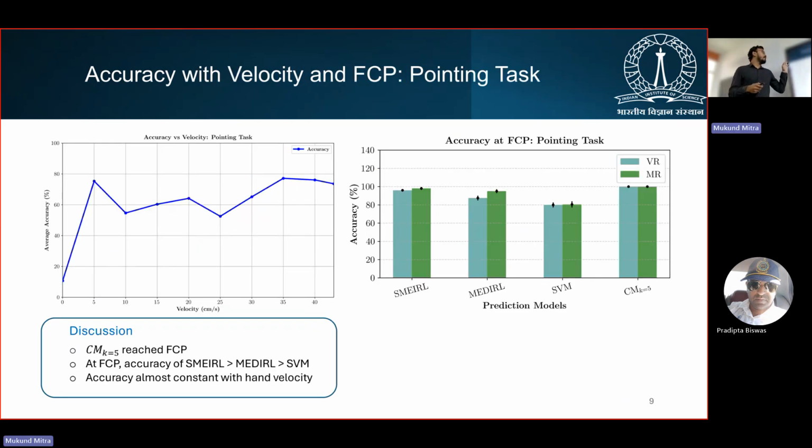So here's the plot of the variation of accuracy versus average velocity, and accuracy at FCP, that is full convergence point. If any algorithm reaches 99.9% accuracy, we call it, as a technical term, the full convergence point. At the full convergence point achieved by CMK5, we see that the accuracy of SMARL is greater than MADRL, which is greater than SVM. And from the velocity curve, we see that the hand velocity increases and decreases, but on average it remains constant with respect to the hand velocity.